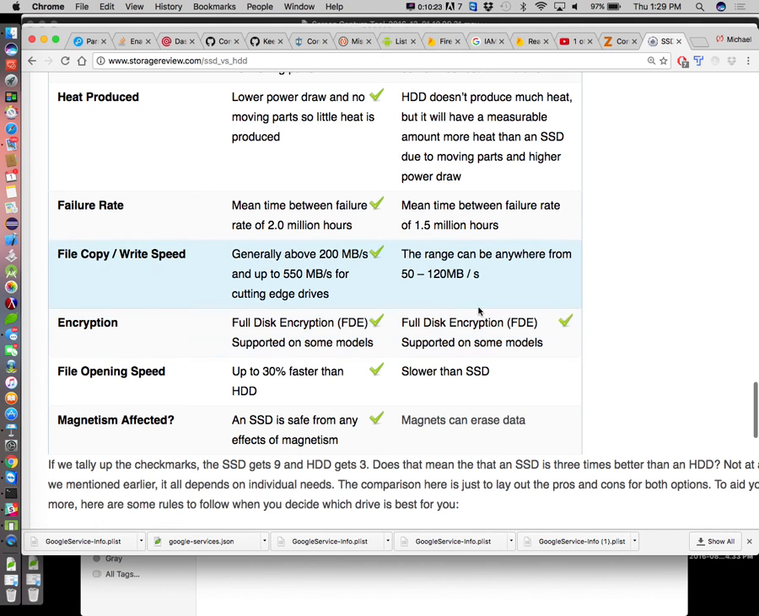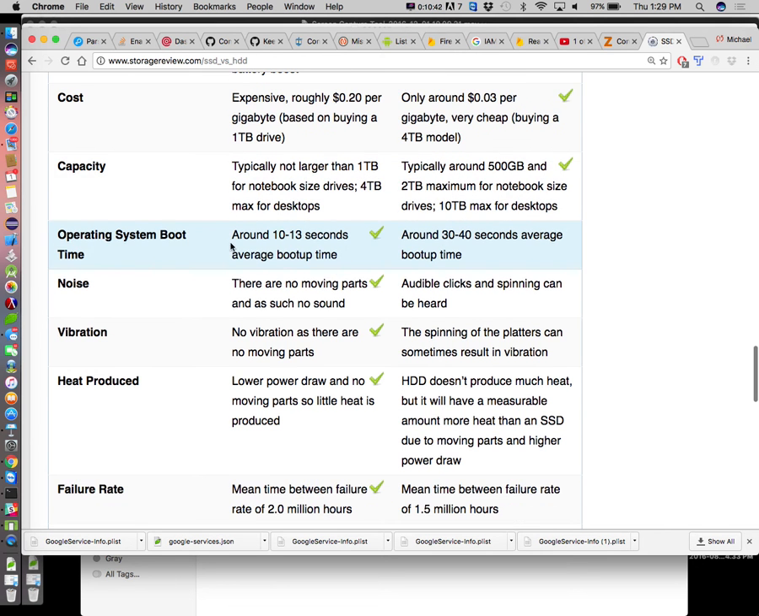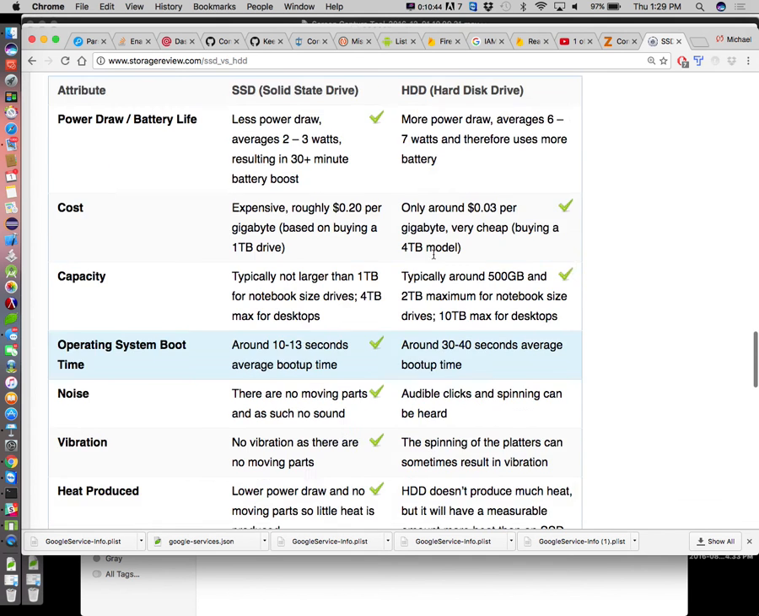Okay, so here's write speed. And this is kind of what we talked about last time, where the capacity of our hard drives is much larger than our solid state drives. So mechanical drives are much larger capacity than solid state drives today. But you see the boot time.